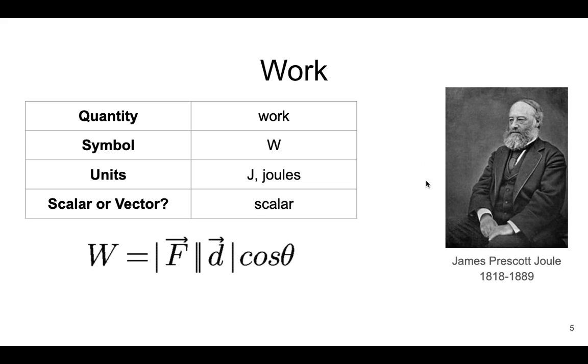So here's this slide. Your quantity is work. Its symbol is a capital W. Its unit is the joule, which you write as a capital J, and work is a scalar. Notice work is hatless. That makes it a scalar.